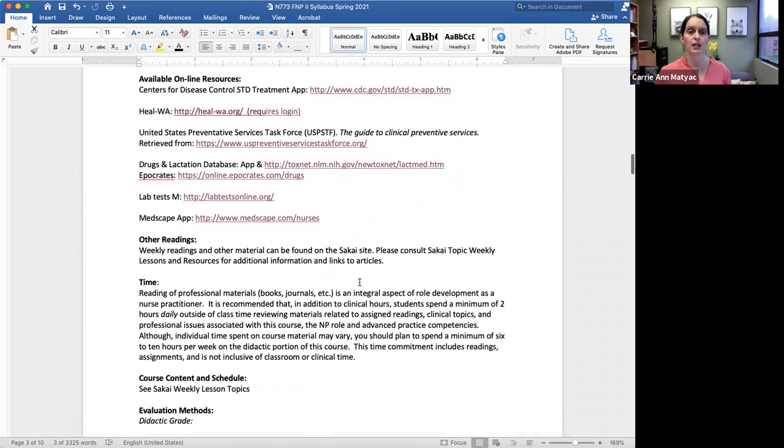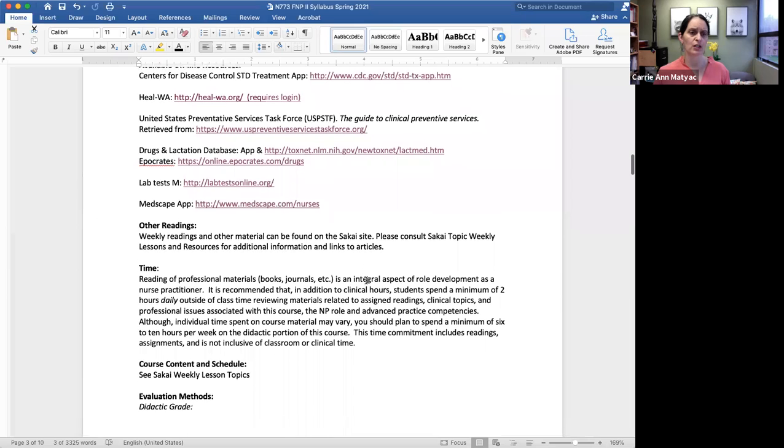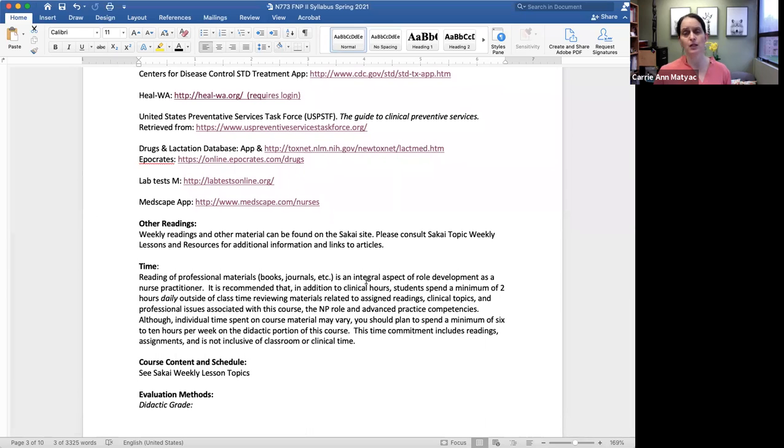For drugs and lactation, you can use the app that's listed here, or Hippocrates also has drugs and lactation information. If anyone's interested, I do have a book on drugs and pregnancy and lactation. It's quite a large book that you're welcome to look at. It's pretty up to date still.